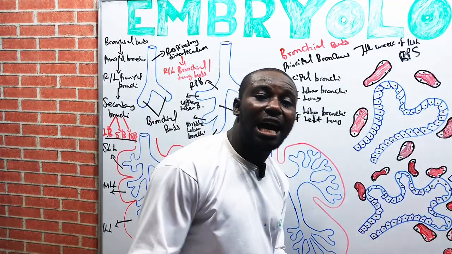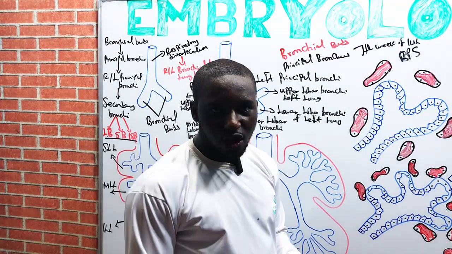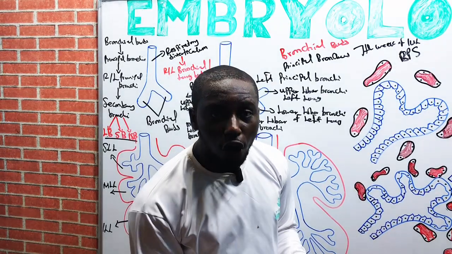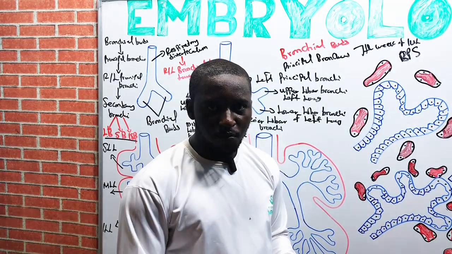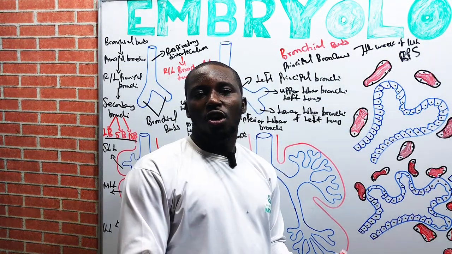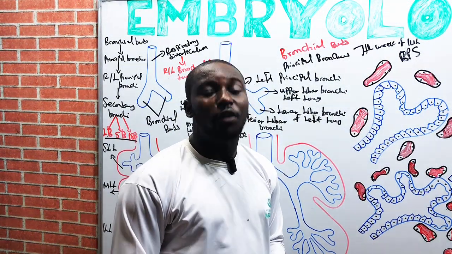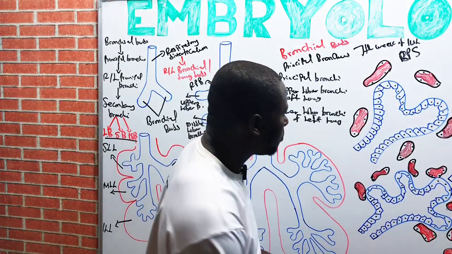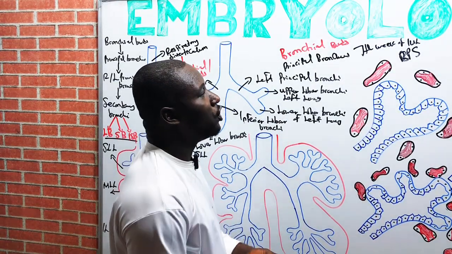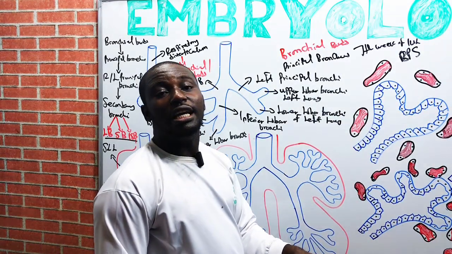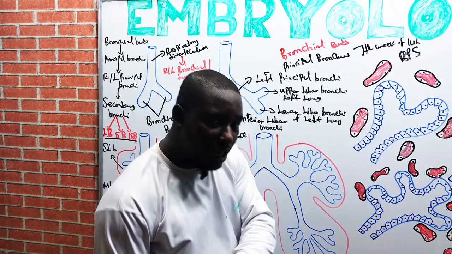It forms the distal part of the bronchial tree, which constitutes the bronchiole, the respiratory bronchiole, the alveolar duct, and the alveoli. That is the major respiratory zone of the lungs, right? So you can see how the tree is going. First, from the lobar bronchi, we get to the 10 segmental bronchi.